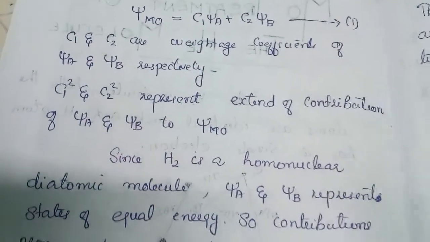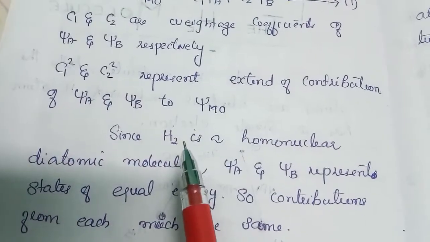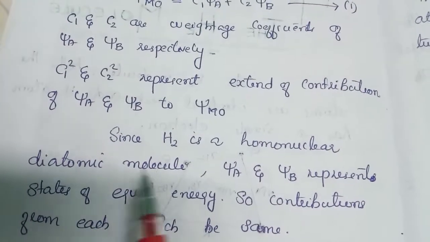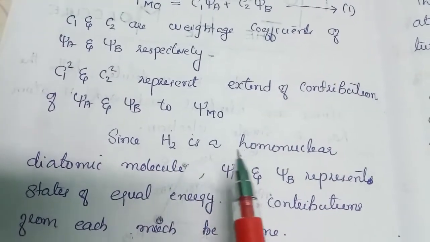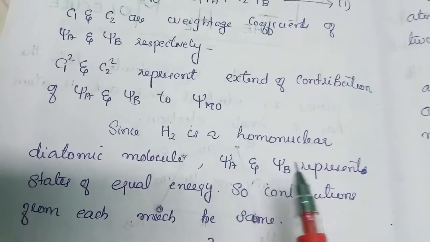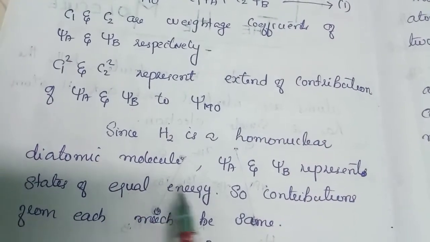And we know hydrogen is a homonuclear diatomic molecule, that is, the two hydrogen atoms are the same. So psi A and psi B represent states of equal energy.